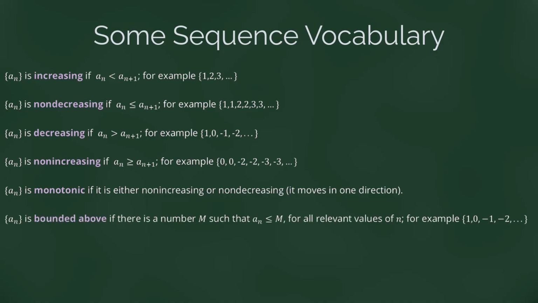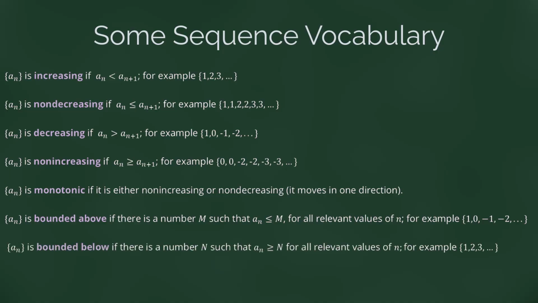We'll define a sequence as bounded above if we can find a number m so that once our index gets large enough, the entire sequence is less than or equal to m. As an example of that, consider the sequence 1, 0, -1, -2, which is bounded above by the number 1.